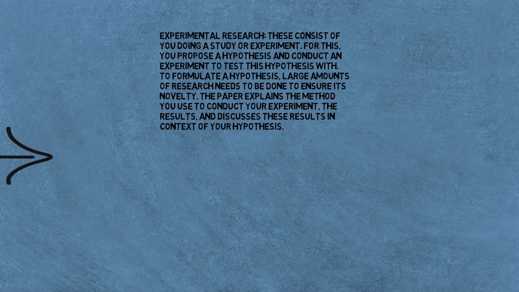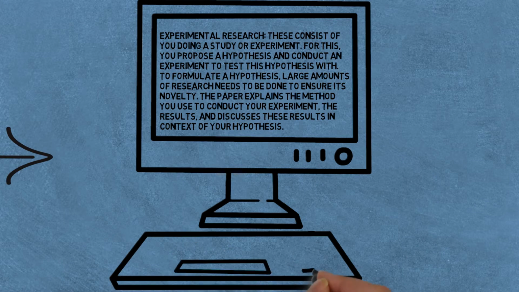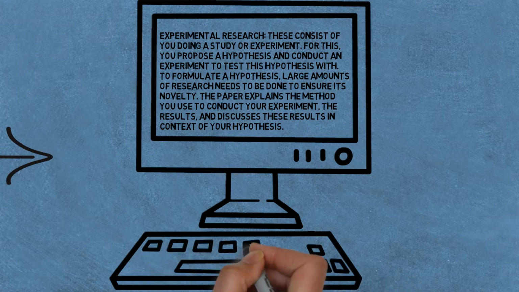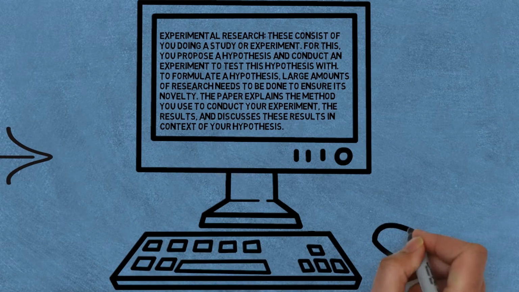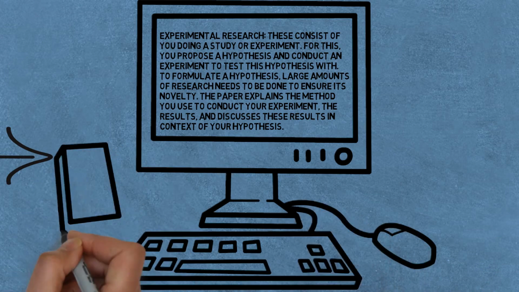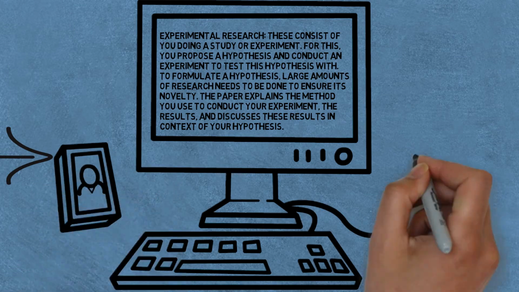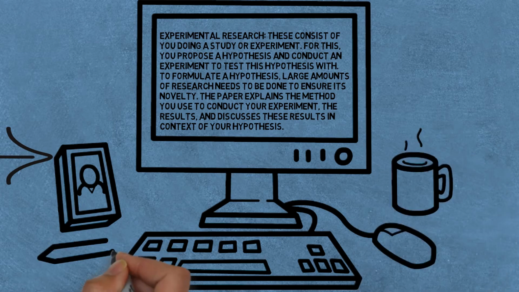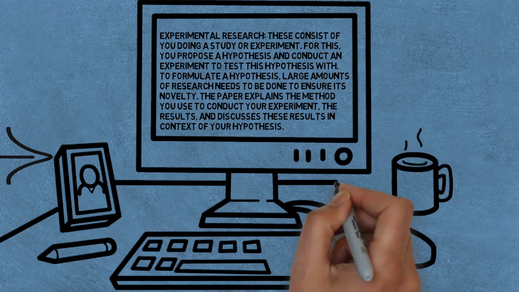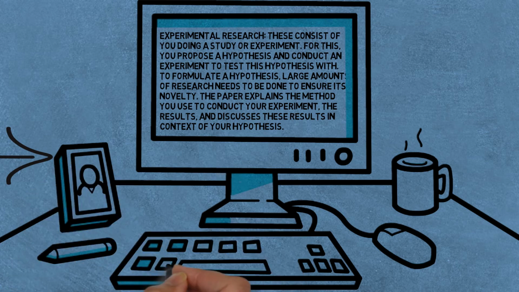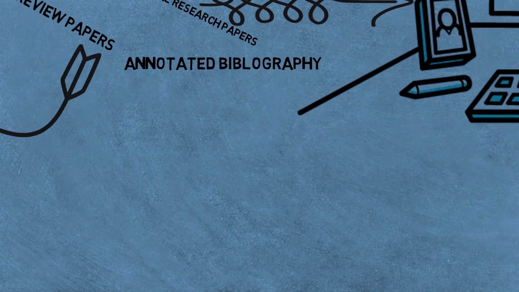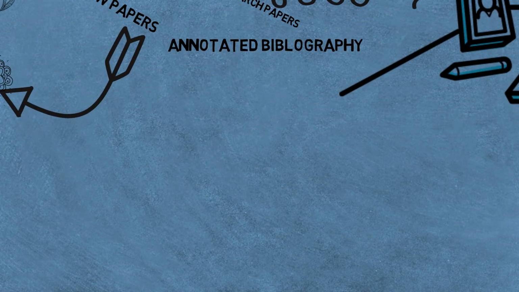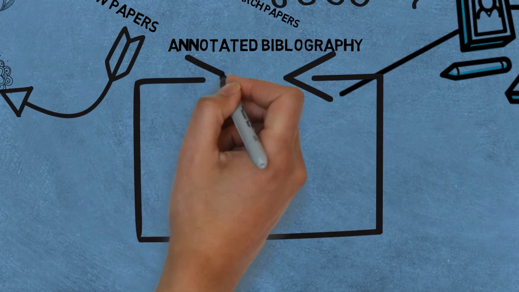What is an experimental research paper? Now, I went the business route, so I didn't do a lot of experimental research papers, but I do know that they consist of you doing a study or an experiment. For this, you propose a hypothesis and conduct an experiment to test the hypothesis with. To formulate a hypothesis, large amounts of research needs to be done to ensure its novelty. The paper will explain the method you used to conduct your experiment, the results, and discuss these results in context of your hypothesis.